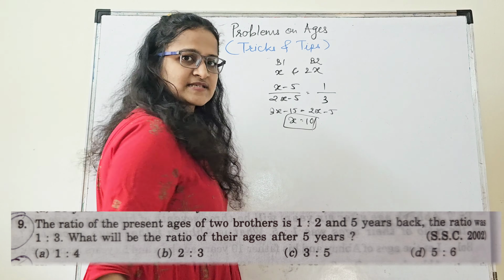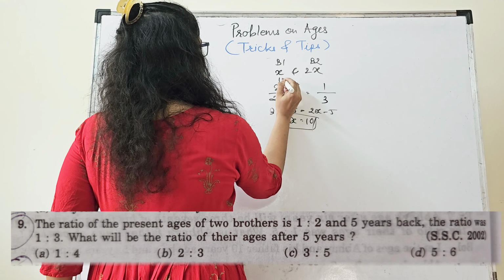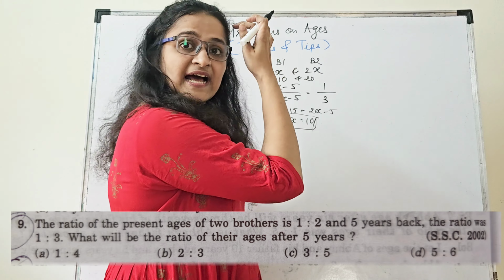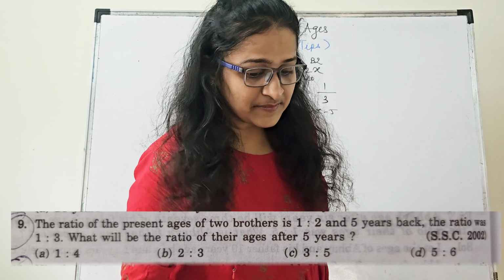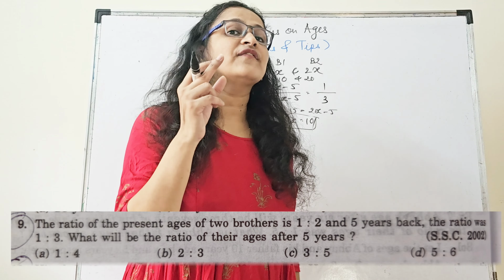So the value of x is 10. Now if you put that value here, that gives you 10 and 2x means 20. So their present ages are 10 and 20. But are they asking me that? No. They are asking me the ratio of their ages after 5 years.